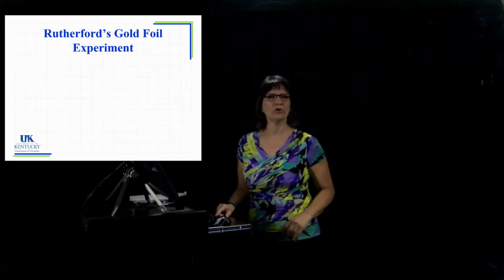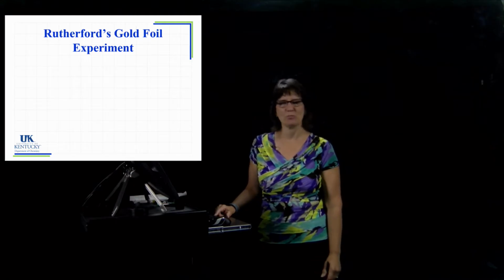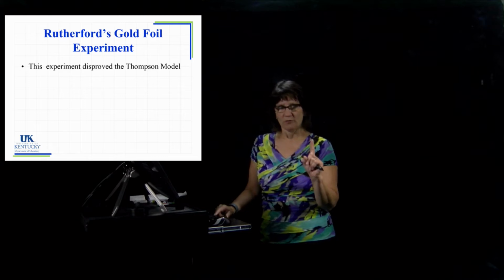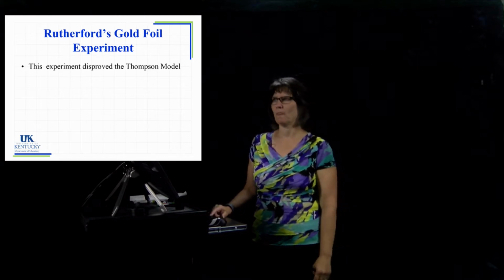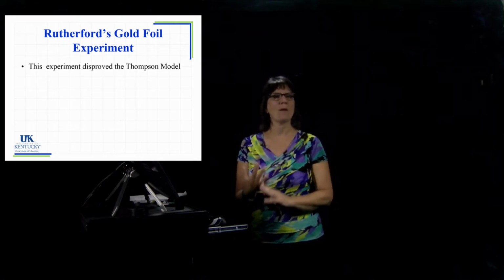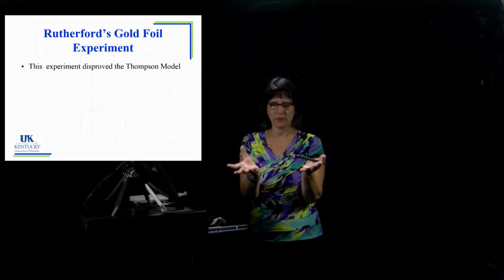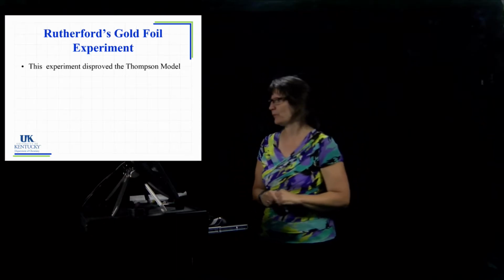So Rutherford took his knowledge of radioactivity and he set up an experiment. So let's look at his gold foil experiment. Before we do, let's kind of give you a preview of what he discovered. What he discovered was that Thomson's model was not accurate. Remember the plum pudding model? You got your plum pudding and you got the electrons kind of stuck in there like plums in the pudding.